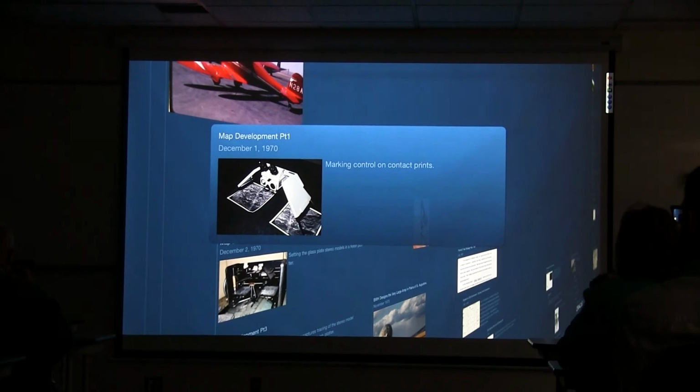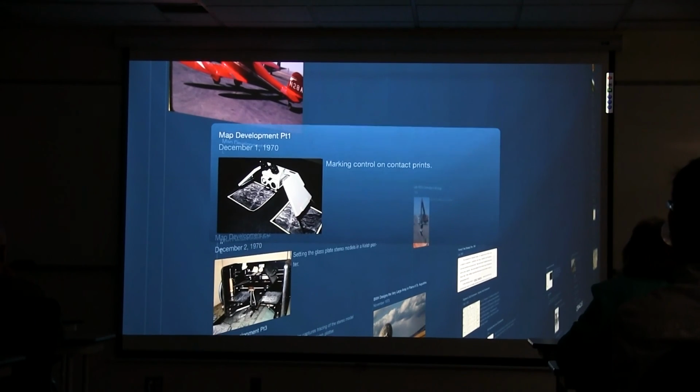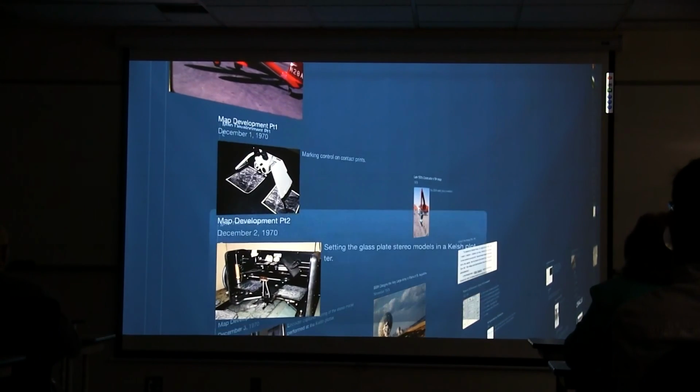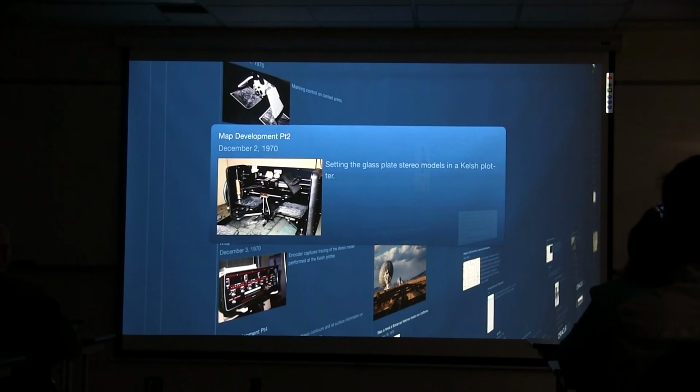So here we would look for control, and then right after this, we would take that control and create, back in the day, glass plates of those images that were taken, and those glass plates were set in a machine where we would do stereo compilation on a Kelch machine.